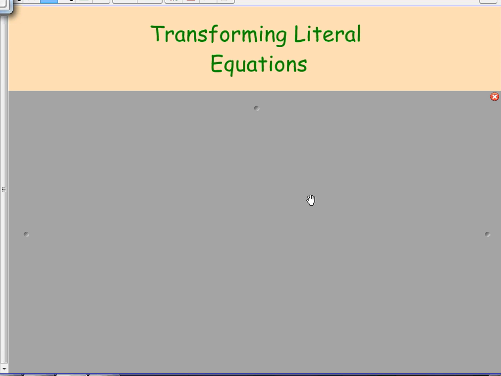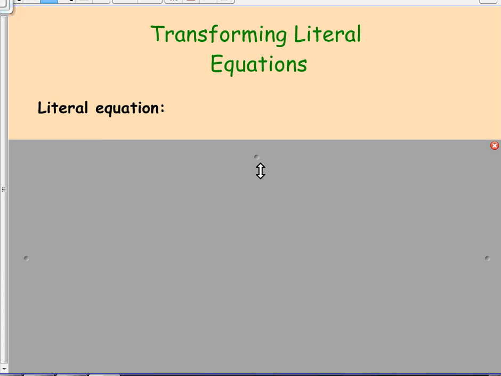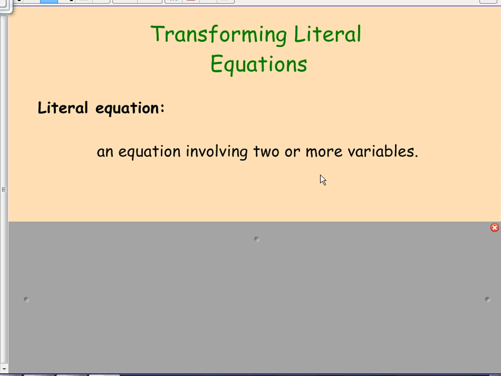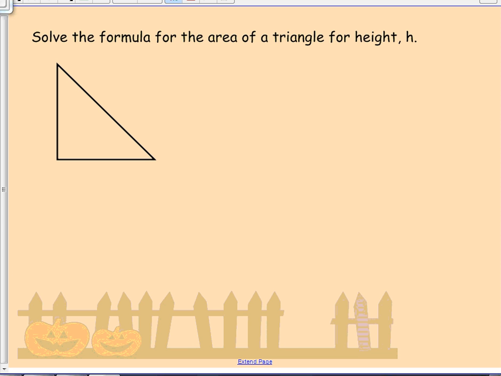Alright, today we're going to be talking about transforming literal equations. A literal equation is an equation involving two or more variables. A lot of times when we have equations like d equals r times t, there are more than just one variable that we're solving for. So a lot of times we want to manipulate the formula in a way that will be easier for us.